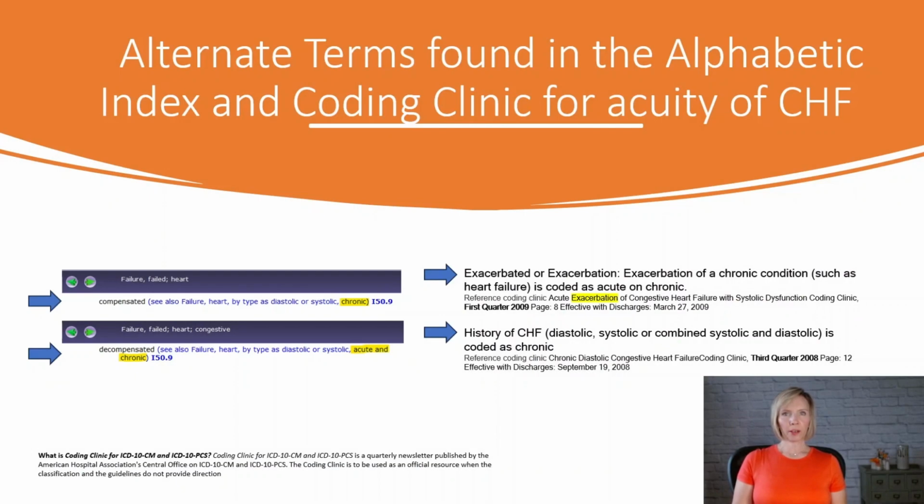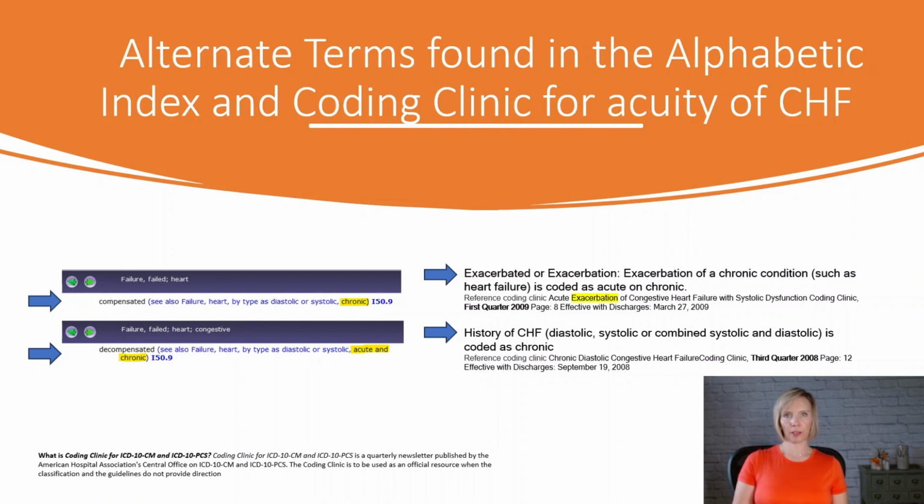When reviewing the record for the acuity of CHF, you may come across some alternate terms such as decompensated, compensated, or exacerbation of heart failure. Decompensated is a subterm for congestive heart failure in the alphabetic index and is coded as acute on chronic when the specific type of heart failure is known. For instance, if someone is diagnosed with decompensated diastolic heart failure, it would be coded as I50.33, acute on chronic diastolic congestive heart failure.